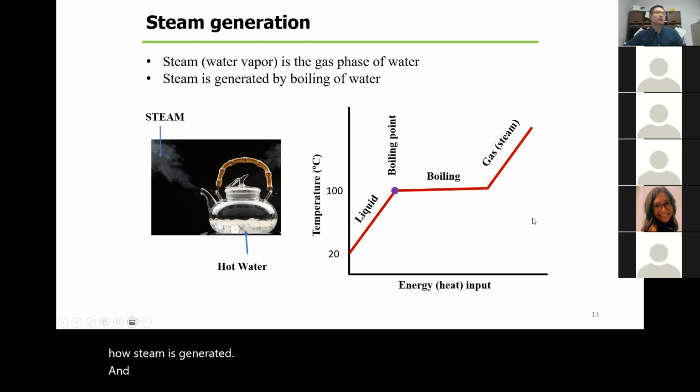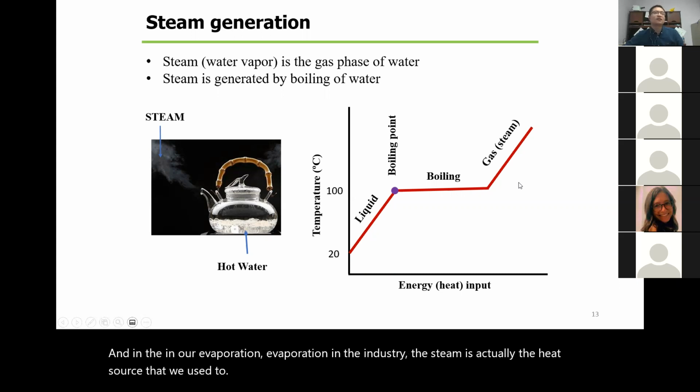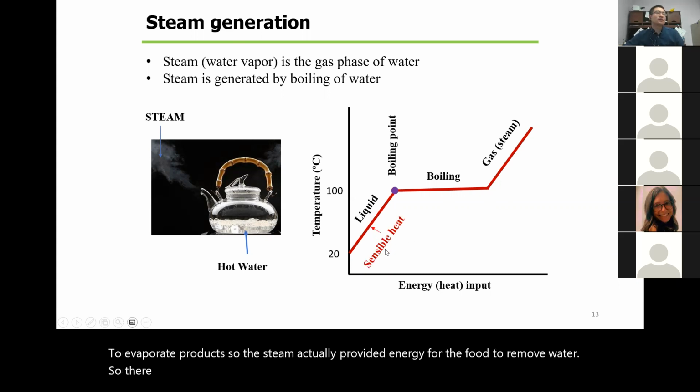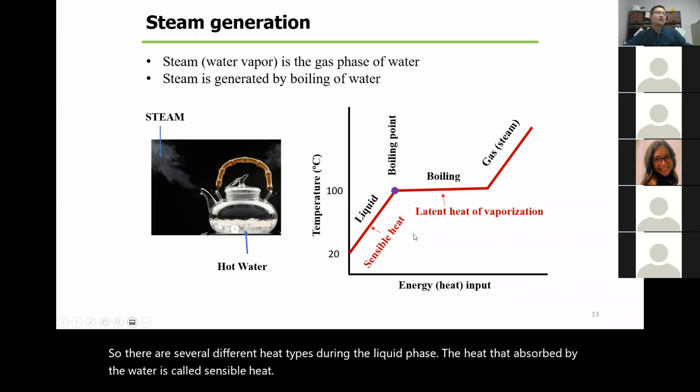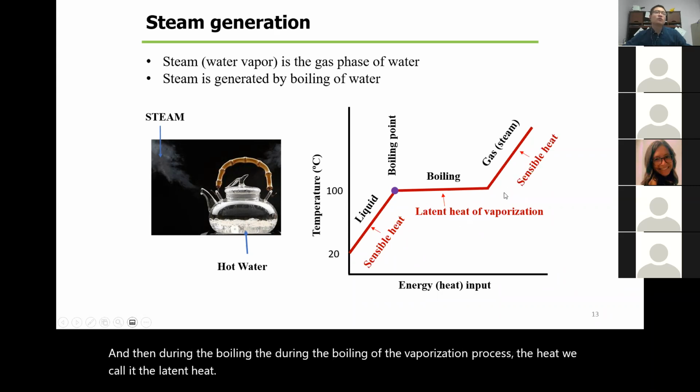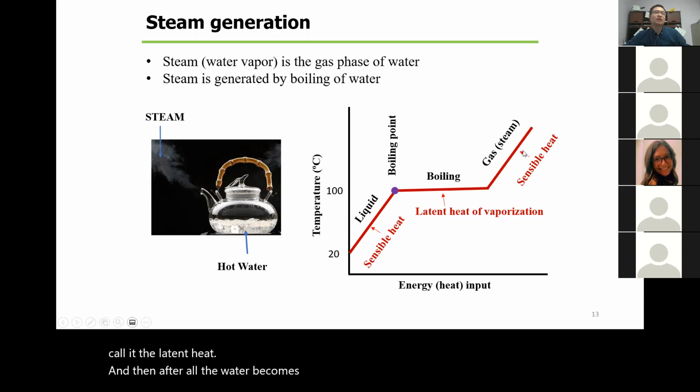And in evaporation in the industry, the steam is actually the heat source that we use to evaporate products. So the steam provides energy for the food to remove water. There are several different heat types. During the liquid phase, the heat absorbed by the water is called sensible heat. And then during the boiling, or the vaporization process, we call it the latent heat. And then after all the water becomes gas, steam, if the temperature keeps increasing, then again it's sensible heat.